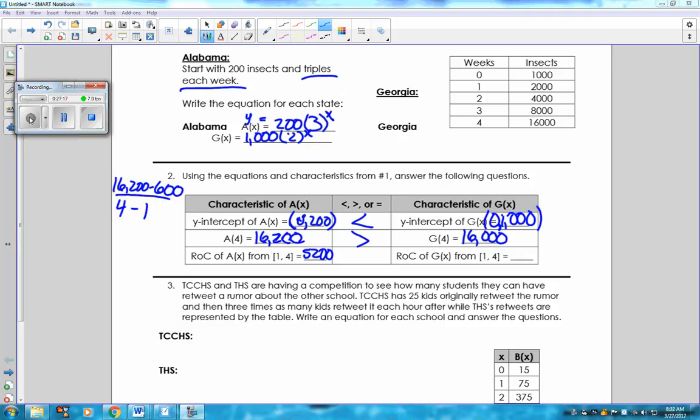Okay, so once I plug in for rate of change the 16,200 minus 600 divided by 4 minus 1, you should have gotten 5,200. How come a lot of people had the next one blank? If you got this one, you should have been able to get the next one.